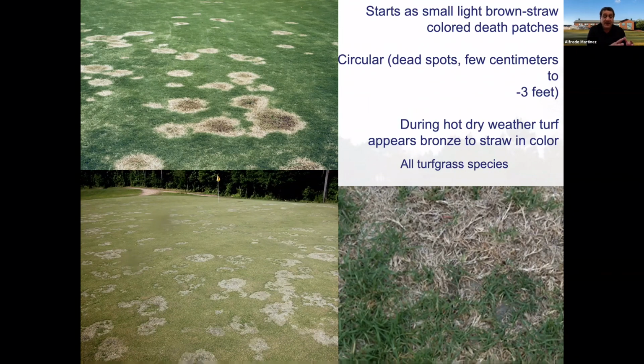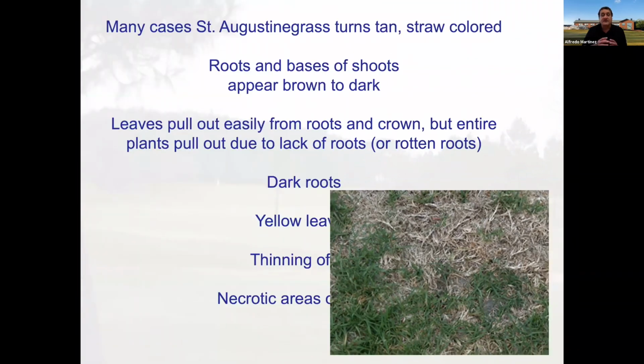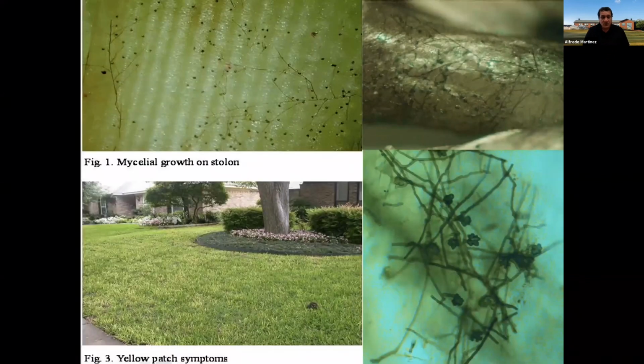It's not like the patch that we saw with large patch, in which some of the runners are still growing. This one is going to be dead. And in this area, those are weeds, not grass. Eventually this area is going to get destroyed. But look at the root system and see that there are dark roots, yellowing, thinning, necrotic areas. When I say rotten root system, it's very telling what's going on.